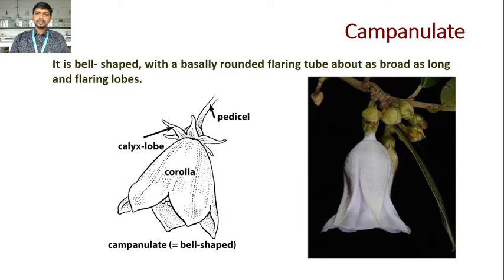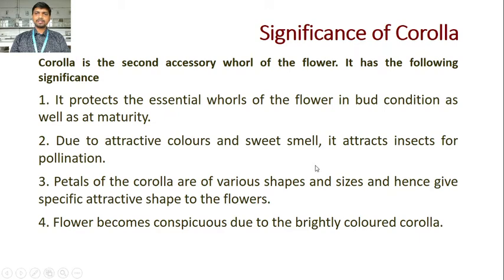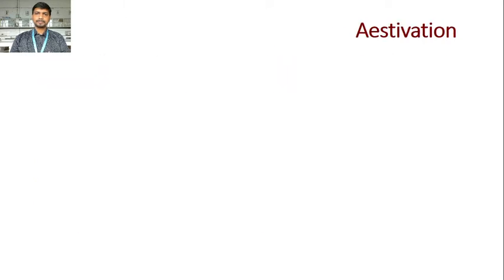Next to this is the significance of corolla that we also saw in the previous lecture. It protects the inner whorls. Its main function is to attract the pollinating agents for pollination. They have different shapes and sizes, so it gives an attractive shape to the flower. The flower is attractive, conspicuous due to the brightly colored corolla. In some flowers it emits the smell also. So this is about the significance of corolla.